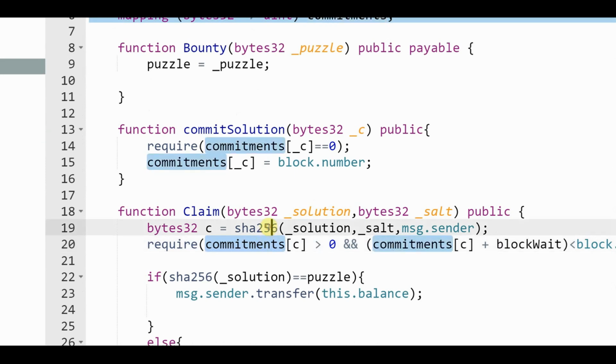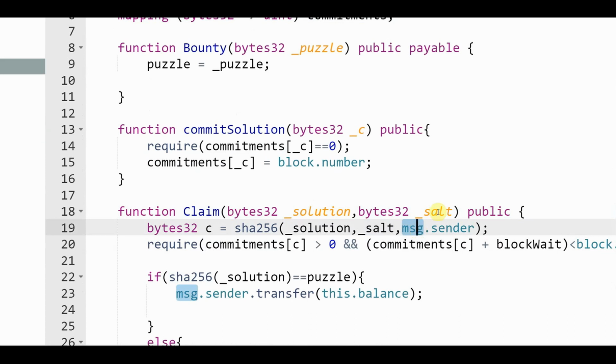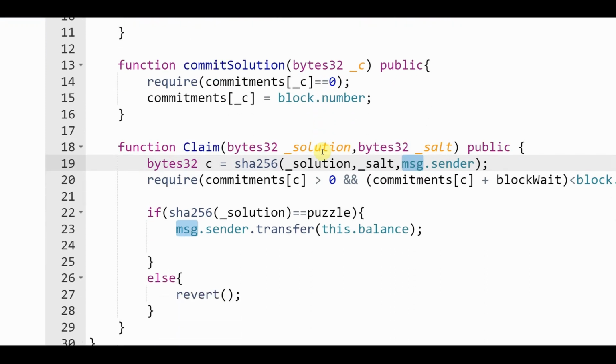So if someone steals the solution, he will not be able to send this transaction and be reordered, because this transaction will be hashed with the message sender. So only the original person who sent the commit first will be able to get the prize. And that's how we can prevent this situation when someone steals the information from the solution, by first committing that we have a solution with some hash and then showing the solution with some salt and the message sender.